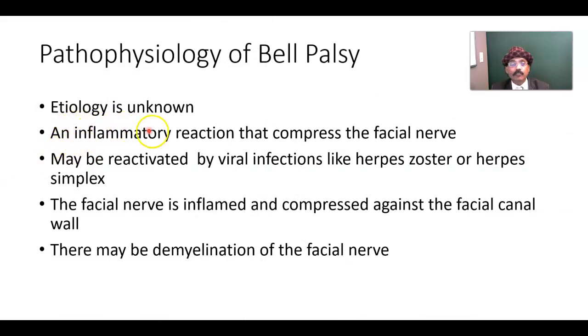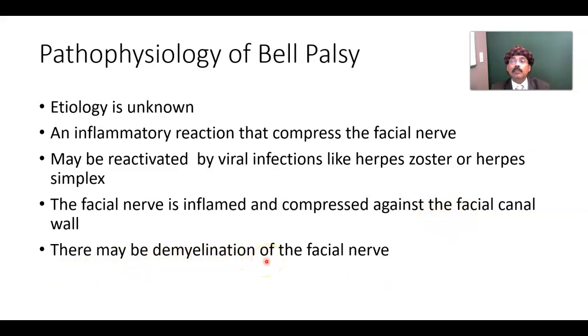Pathophysiology: again, the cause is not known. An inflammatory reaction that compresses the facial nerve may be reactivated by a viral infection like herpes zoster or herpes simplex. The facial nerve is inflamed and compressed against the narrow facial canal walls. There may be demyelination of the facial nerve.